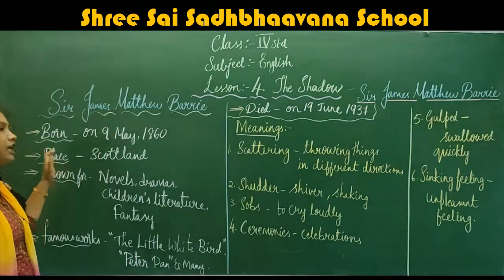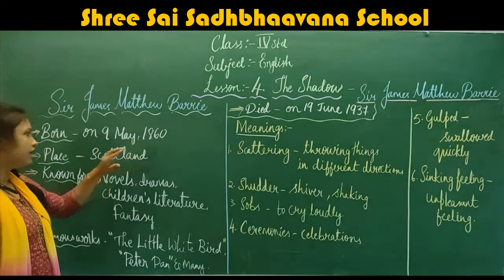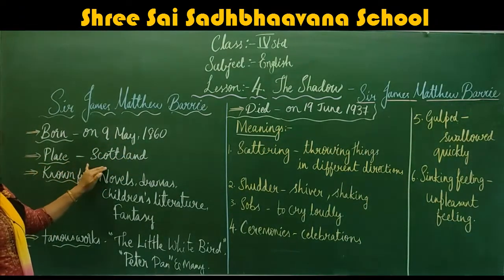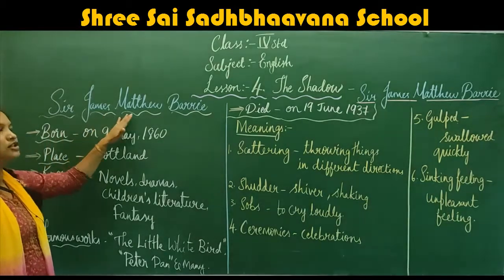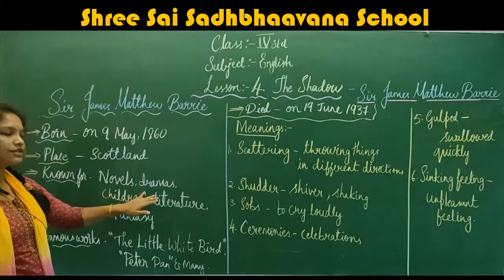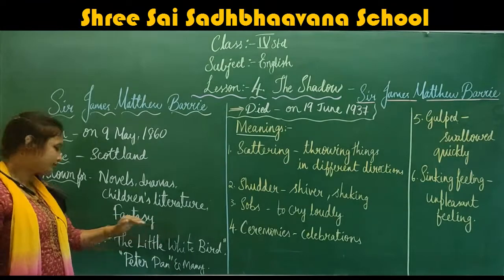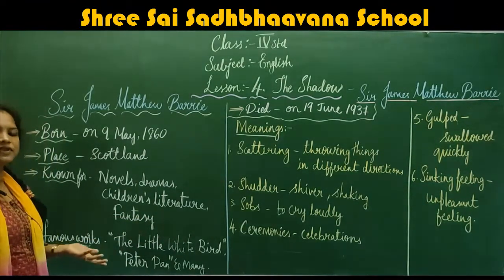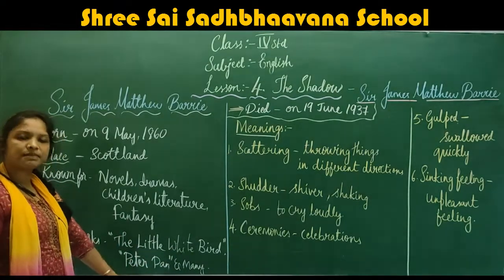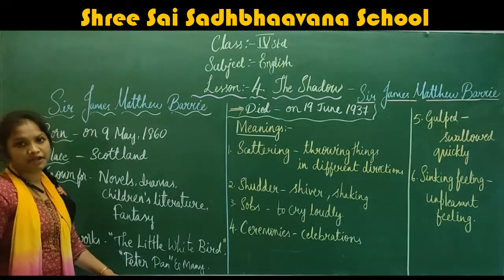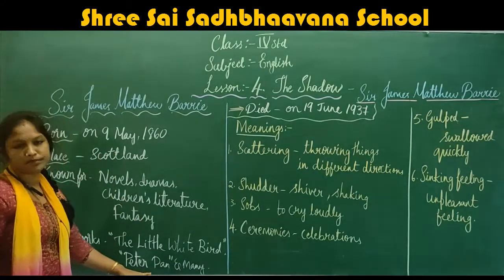When was he born? He was born on May 9 in the year 1860. And in which place? Scotland. Now, what is he known for? Sir James Matthew Barrie is known for his novels, dramas, children's literature and fantasy stories. And his famous works? The Little White Bird and Peter Pan. This Peter Pan book or novel is very famous. So he became a renowned writer through his book Peter Pan.